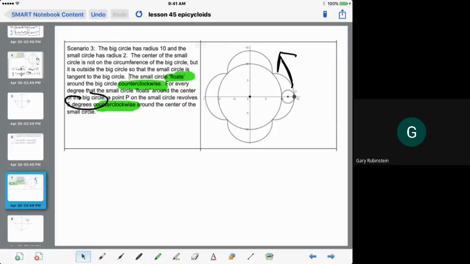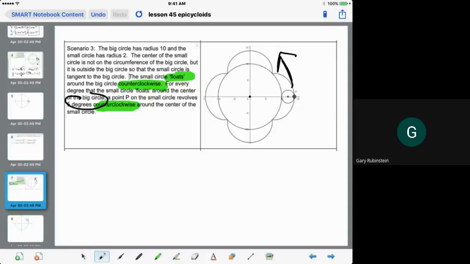There's just the smallest of adjustments. In the previous one, the small circle's center was on the circumference of the big circle, and here the center of the little circle is outside the big circle. I heard you, we just add 2. Add 2 to what? Because there's a lot of places we could add 2.